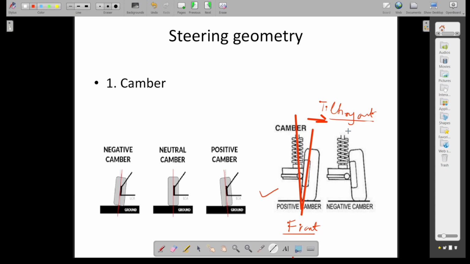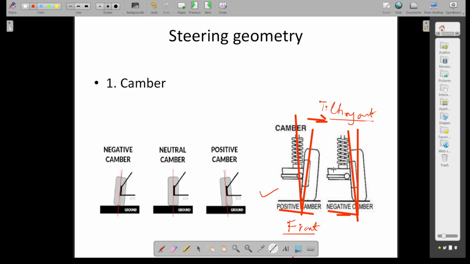So this I'm just drawing the line now. This is the inclined line, and this I'm just drawing now the vertical line. So you can see that the top of the wheel is tilting in, so that is called the negative camber. So we have a positive camber and we have the negative camber.